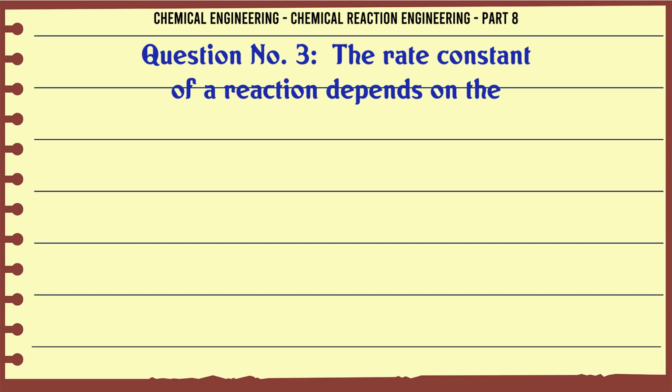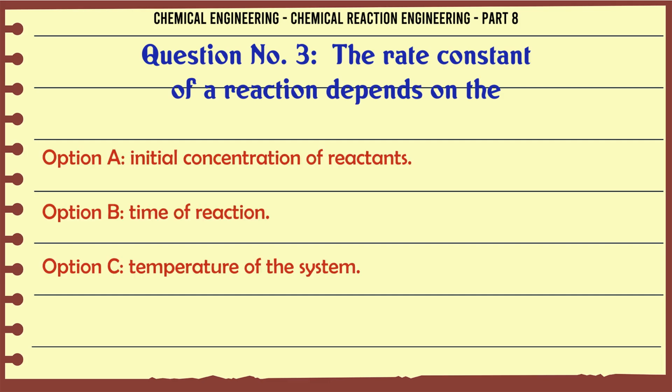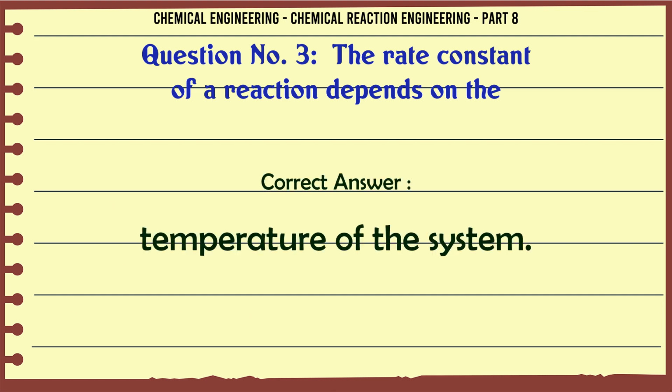The rate constant of a reaction depends on the A. Initial concentration of reactants. B. Time of reaction. C. Temperature of the system. D. The extent of reaction. The correct answer is temperature of the system.